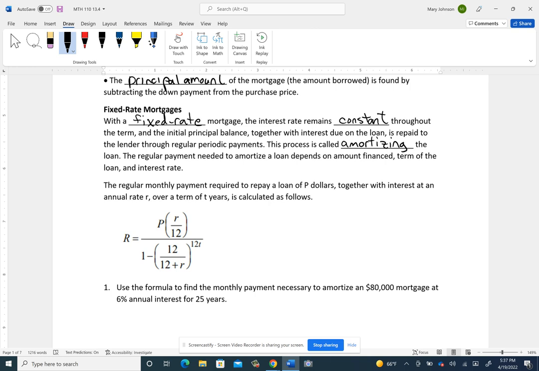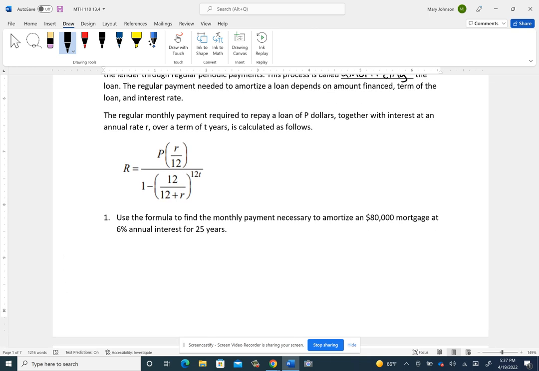Okay, so here's a formula. And one of the things you really want to work on is making sure that you can use your calculator correctly to get the accurate value once you plug everything in. So the first problem here says to use that formula to get the monthly payment necessary to amortize an $80,000 mortgage at 6% interest for 25 years. So the formula is taking into account a lot of things, and you're going to use it to determine what your regular payment would need to be so that at the end of 25 years, you've paid off this $80,000 mortgage. So let's plug everything in where it belongs.